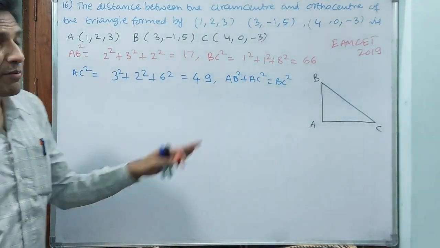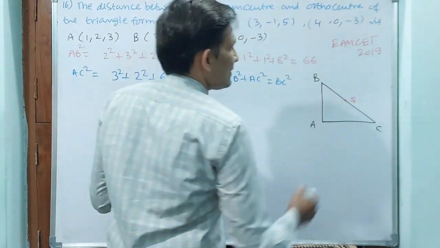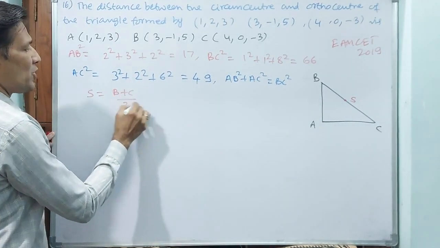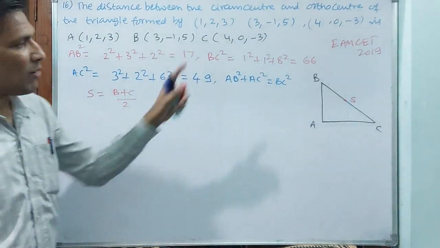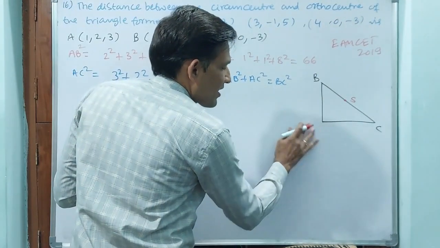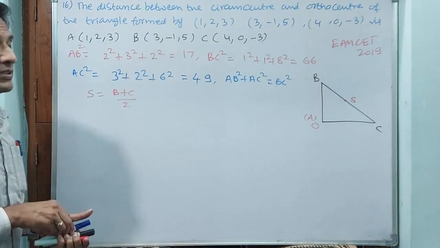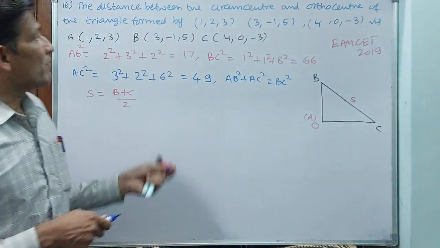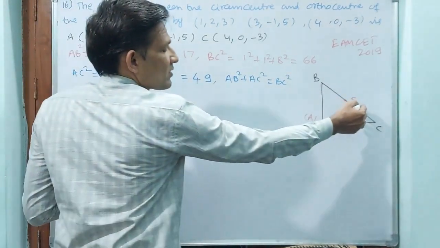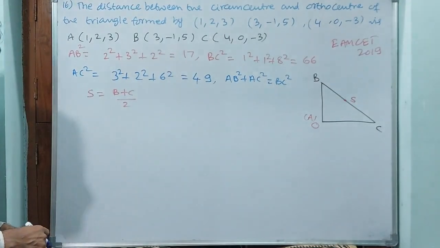Circumcenter. Circumcenter means, see, the hypotenuse center is the circumcenter. That means S will be (B plus C) by 2. That's all. Midpoint of the hypotenuse is the circumcenter. At this time, this A is the orthocenter, you can write. Orthocenter will be your O. That means finally, the distance between circumcenter and orthocenter means you first find that one and the distance between A and this. Okay, easily you can find.